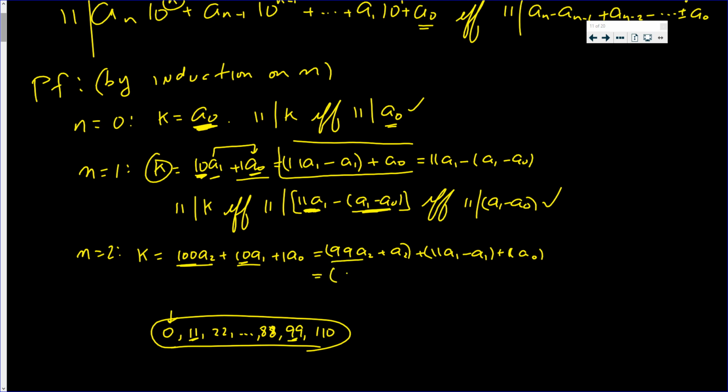This is 99a2 plus 11a1 plus the non-multiples of 11: a sub 2. We're adding a negative a1. That means take away a1 plus a sub 0. But this number, by design, we can factor out an 11.